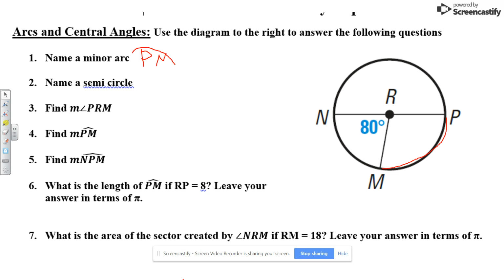Name a semicircle. Any of these are basically a half circle. Find the measure of angle PRM.